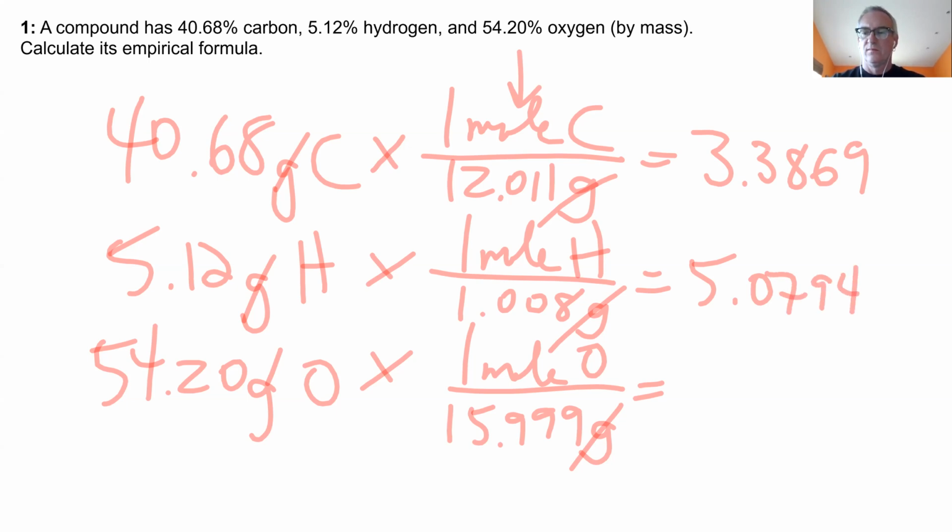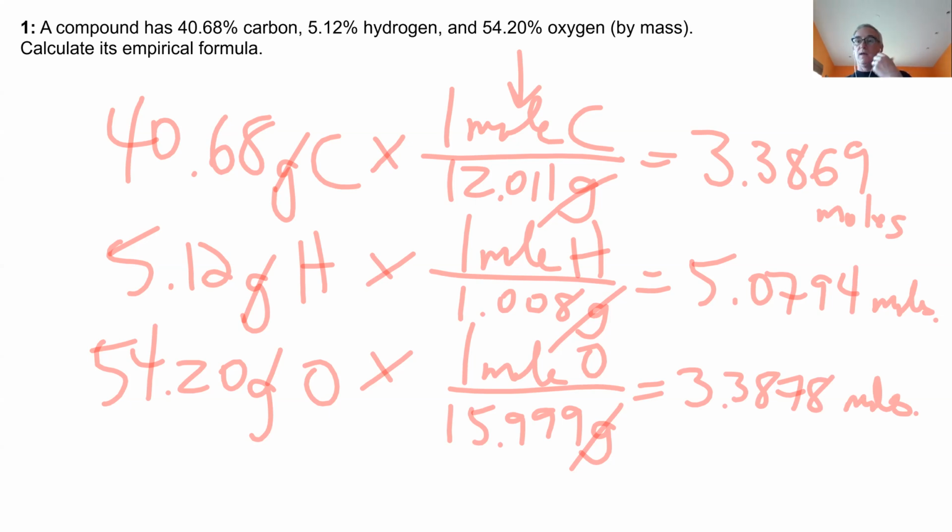5.07937. And oxygen? Yeah. Oxygen is 3.387711. All right. So we see this 77. So we look at these and we can see that we don't have whole numbers here.